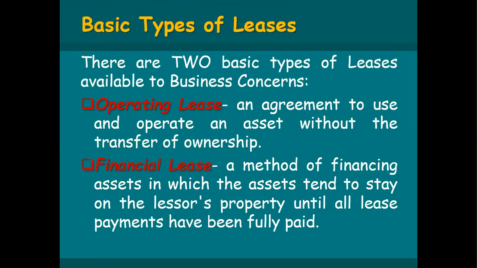There are two basic types of leases available to business concerns. First is the operating lease and the other one is the financial lease. Operating lease is an agreement to use and operate an asset without the transfer of ownership. In an operating lease, you can hire a janitor for even 8 hours or even for a year.